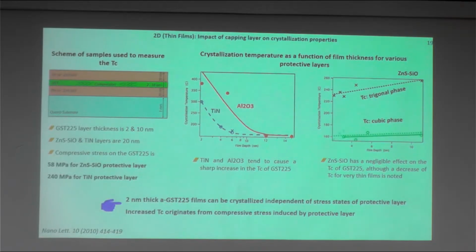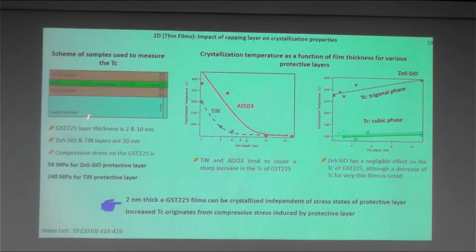So what happened here? Depending on the type of capping layer, we also have an increase of the crystallization temperature of the GST thin film here, as you can see. And there is also some negligible effect on the TC of GST if you use this layer.